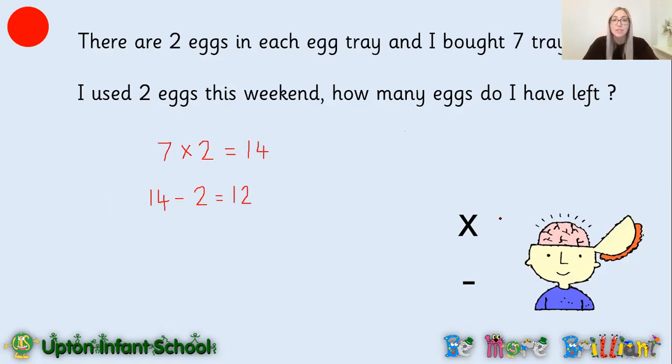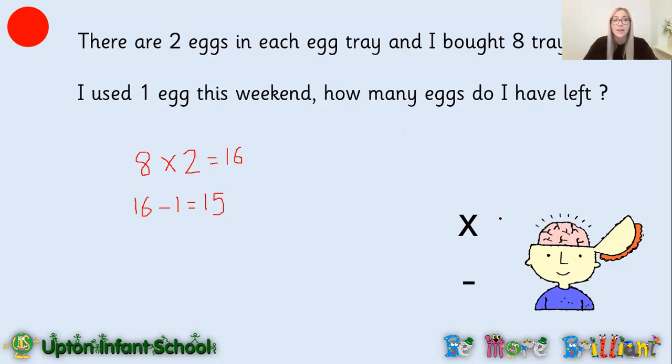2 eggs in each tray, and there were 7 trays. So 7 times 2 equals 14. 14 take away 2 equals 12. So 12 eggs. Next one, 2 times 5 equals 10. 10 take away 9 equals 1. So there was 1 egg left. Then this one, so we have got 8 trays. 8 times 2 equals 16. 16, take away the 1 egg that was used, equals 15.